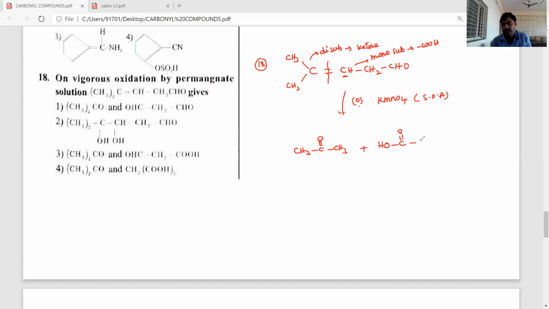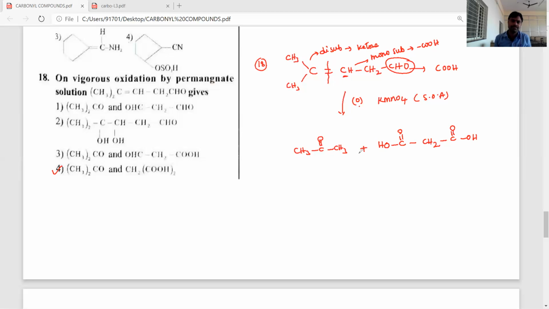Okay, then CH2, C double bond OH. This aldehyde functional group is also oxidized to acid. So the answer is acetone and malonic acid: CH3C double bond O and CH2(COOH) twice. So the answer is the fourth option.